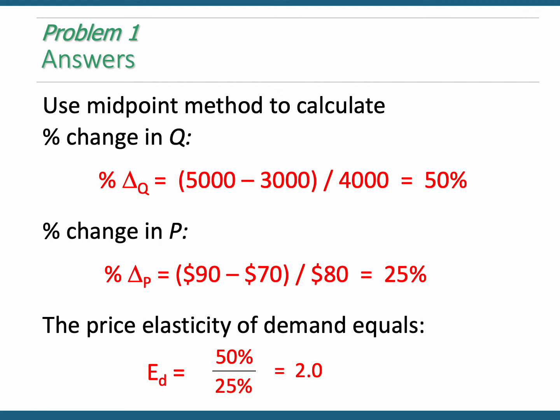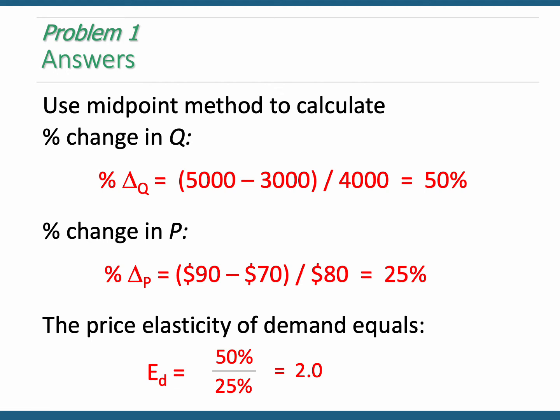So here's the problem solved for you in red. The price went from $70 to $90, which made the quantity demanded change from 5,000 to 3,000. And these are actually shown backwards, but the direction doesn't matter because we're using the midpoint formula, right? So the difference in quantity demanded is 5,000 minus 3,000. Divide that by the midpoint of 5,000 and 3,000. That's 4,000. That's a 50% change using the midpoint formula in quantity. That goes in the numerator.